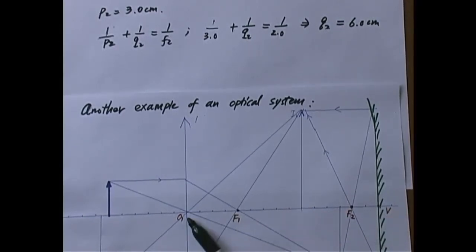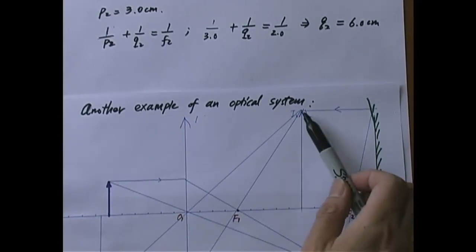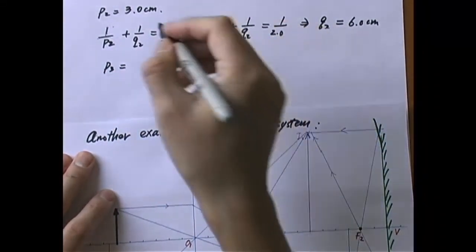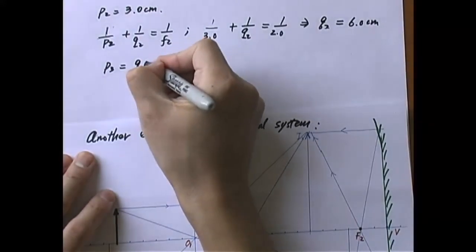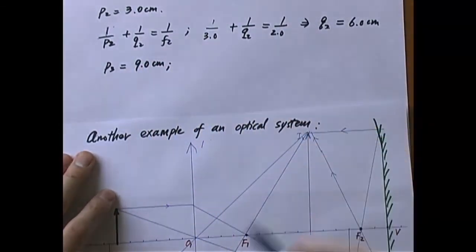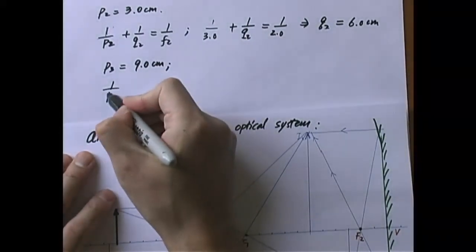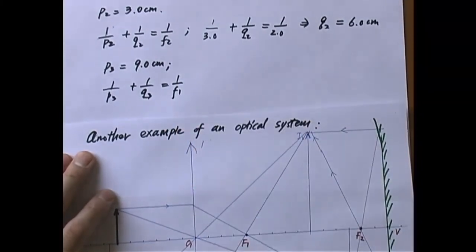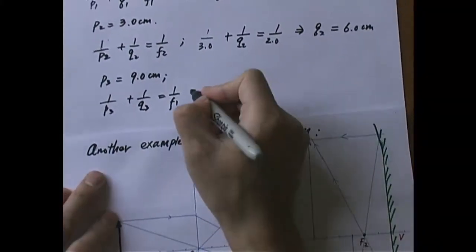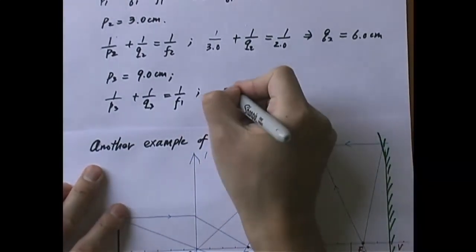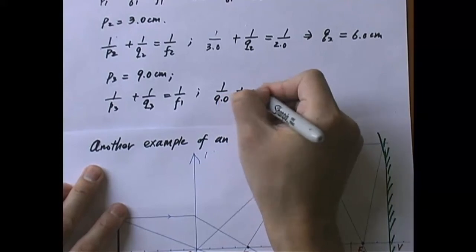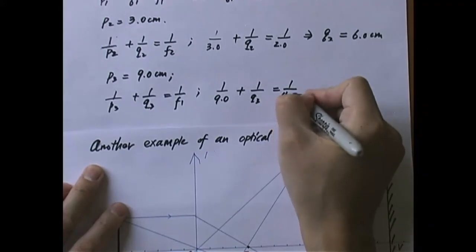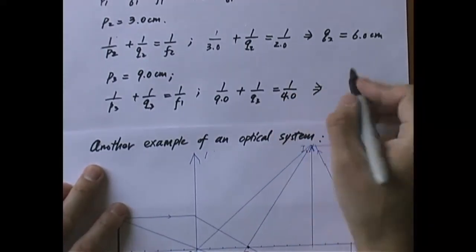And that is P3. It is the object distance for the third image. So P3 equals 9 centimeters. Then I have the lens equation again: 1 over P3 plus 1 over Q3 equals 1 over F1. It's still the same lens with focal length F1. In other words, 1 over 9 plus 1 over Q3 equals 1 over 4.